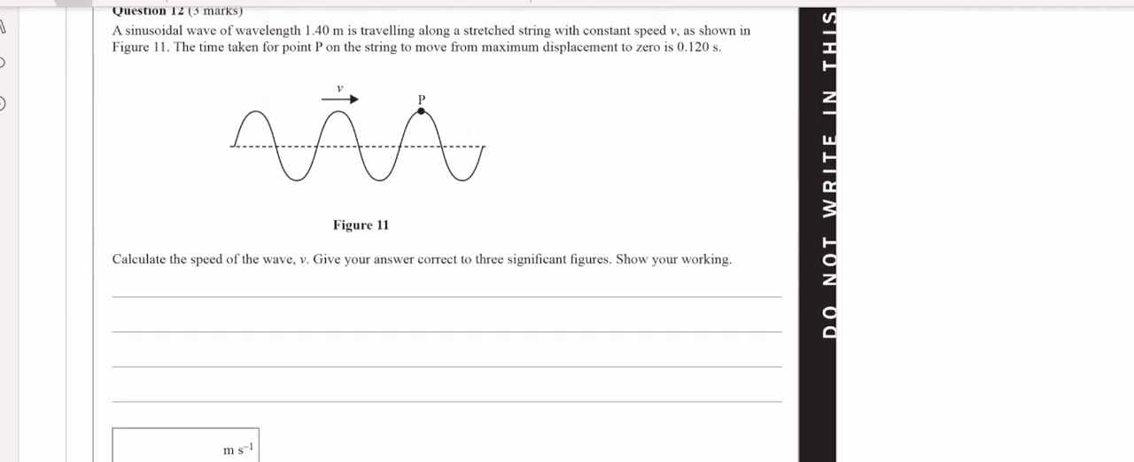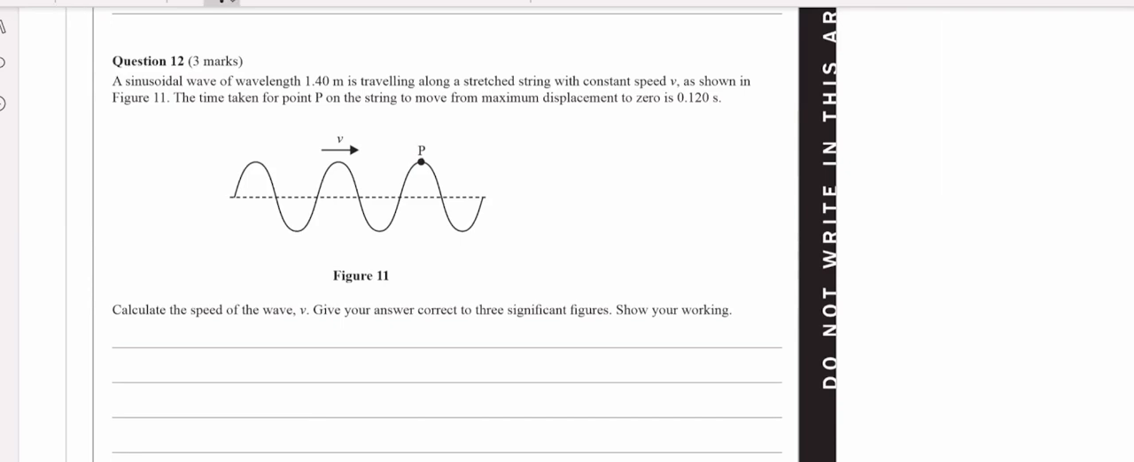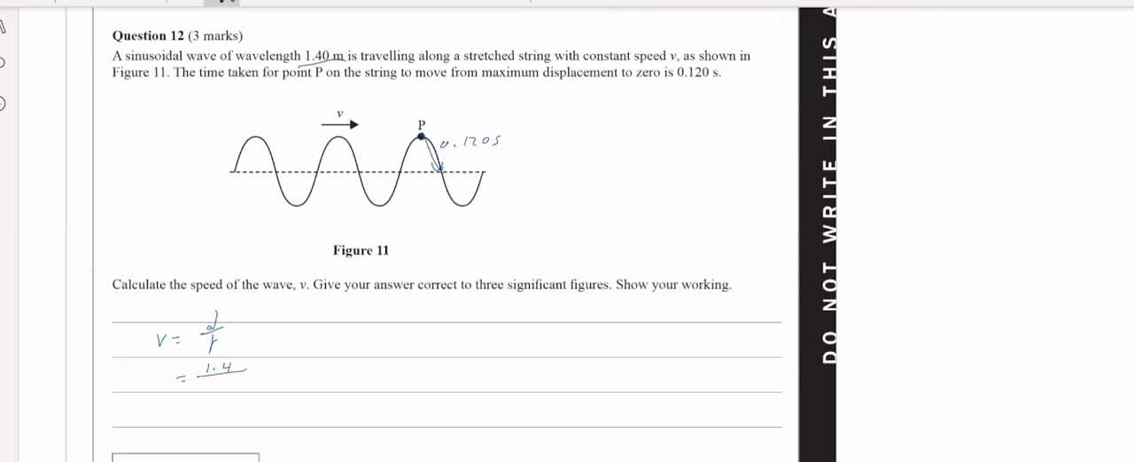Calculate the speed of the wave. We got for maximum displacement to 0 is 0.12 seconds, and for velocity is distance over dt. The distance of a wavelength is 1.4. By the time it takes for one wavelength, so that's 0.12 times 4, which is 2.92 meters per second.